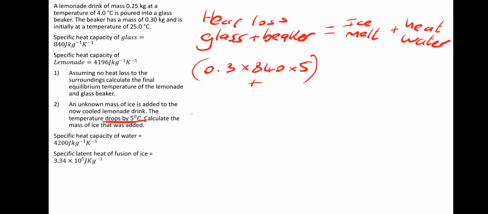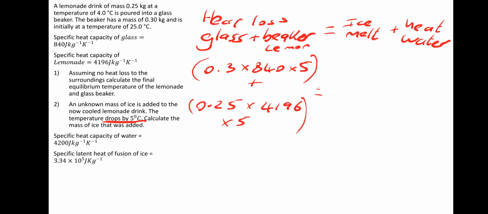So we've got the mass of the beaker, so that's 0.25, times the, sorry, not the beaker, I've called it heat loss of glass, heat loss of beaker. That should be lemonade. Apologies. So now we're doing the lemonade, so that's 4196 times 5. So that's the energy that's lost from the lemonade and the beaker.